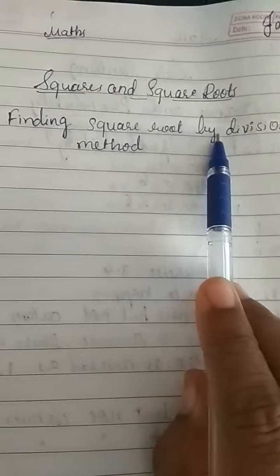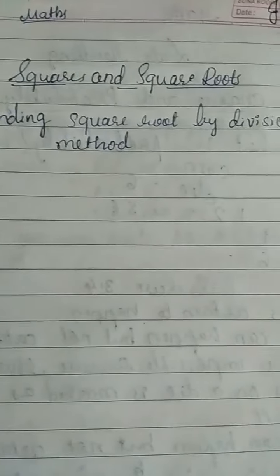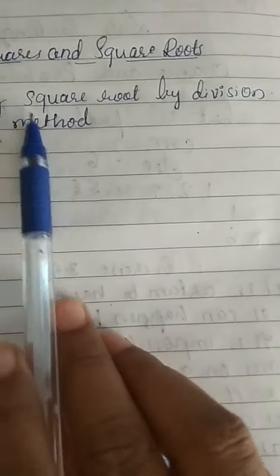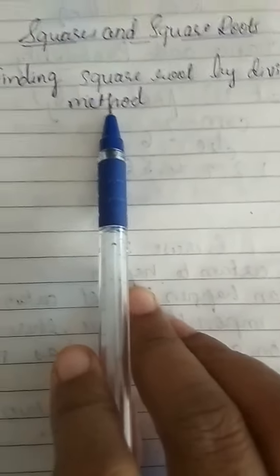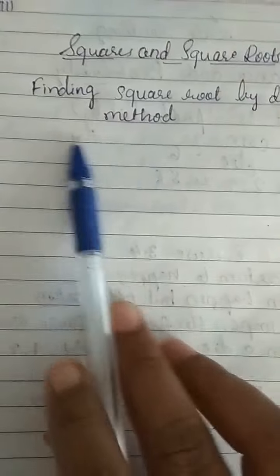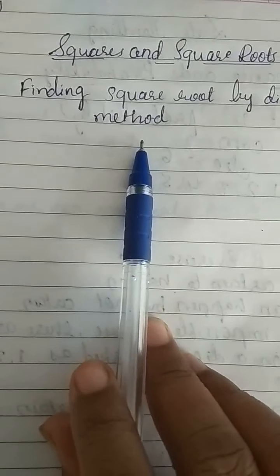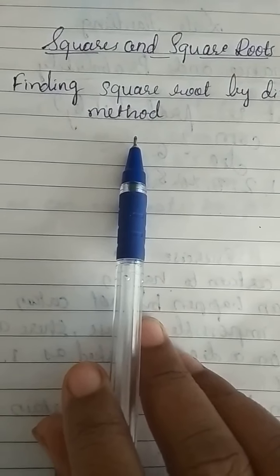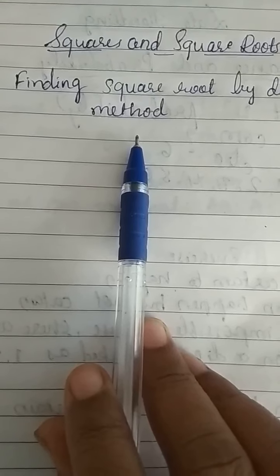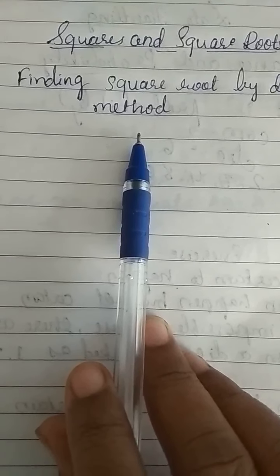Dear students, in this class we are going to study squares and square roots, finding square root by division method. My dear students, when the numbers are large, even the method of finding square root by prime factorization becomes lengthy and difficult. To overcome this problem, we use the long division method. For this, we need to determine the number of digits in the square root.